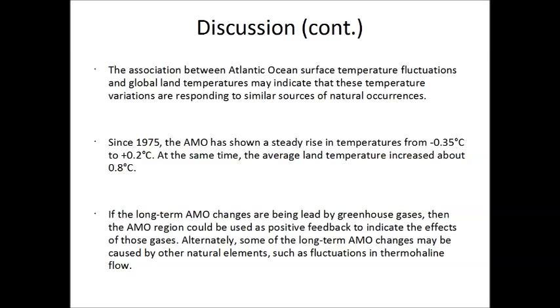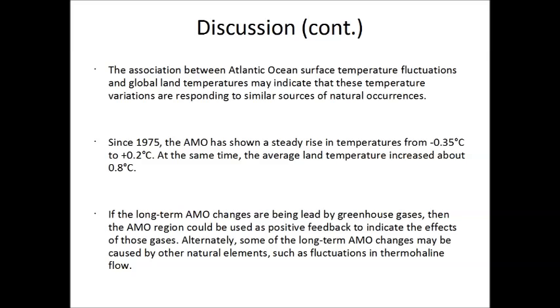A correlation is not always considered causal. The association between Atlantic Ocean surface temperature fluctuations and global land temperatures may indicate that these temperature variations are responding to similar sources of natural occurrences. Since 1975, the AMO has shown a steady rise in temperatures from minus 0.35 degrees Celsius to plus 0.2 degrees Celsius, which is a change of 0.55 degrees Celsius. At the same time, the average land temperature increased about 0.8 degrees Celsius.